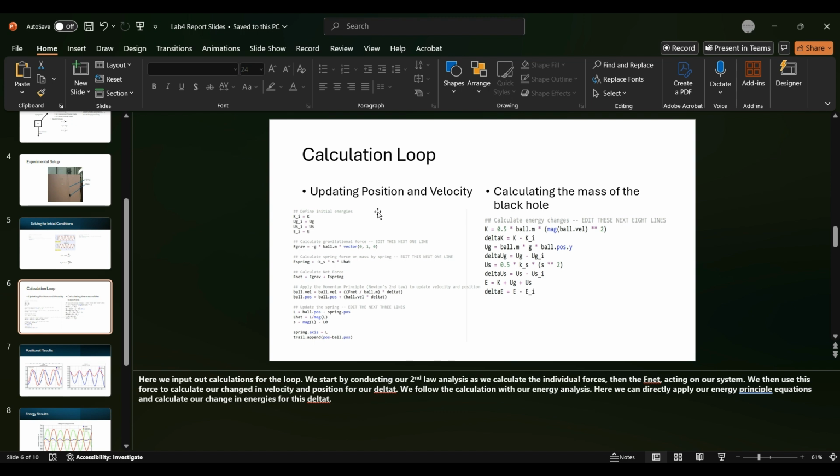And we put this through a calculation loop where we are conducting our second law analysis and calculating the individual forces, then F net, acting on our system. We then use these forces to calculate our change in velocity and position for our delta t. We follow the calculation with our energy analysis, and we can directly apply our energy principle equations to calculate our change in energies for this delta t.